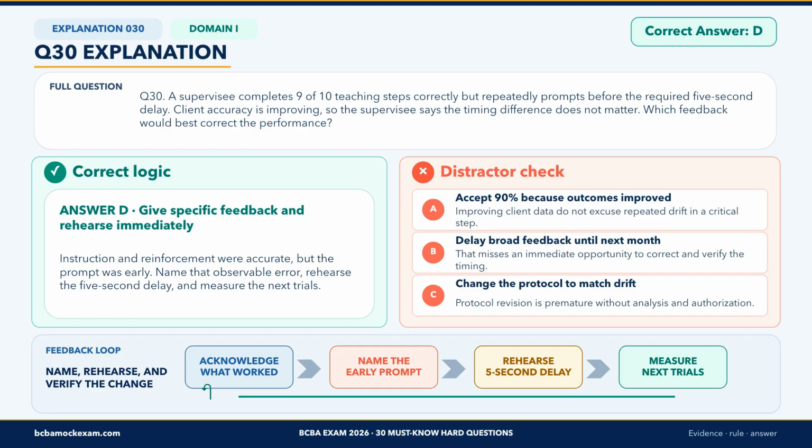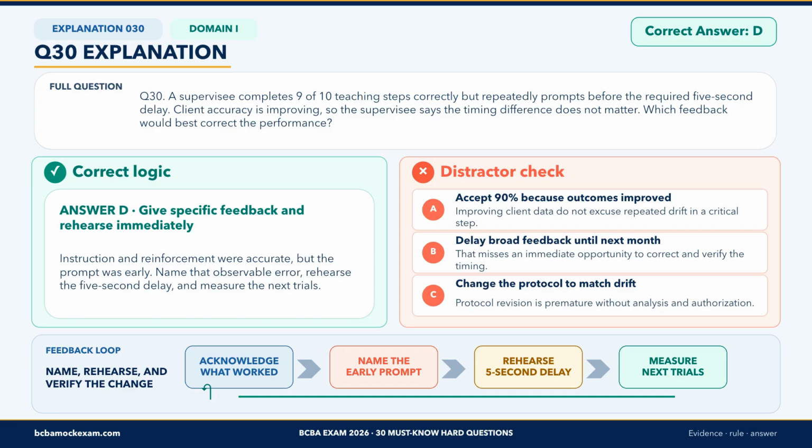Instruction and reinforcement were accurate. The prompt was early. Rehearse the 5-second delay and measure the next trials. One critical step is repeatedly implemented differently from the protocol, and improving outcome data do not by themselves establish that the deviation is acceptable. The selected feedback acknowledges accurate components, names the observable deviation, requires immediate rehearsal, and plans direct measurement of the corrected performance.